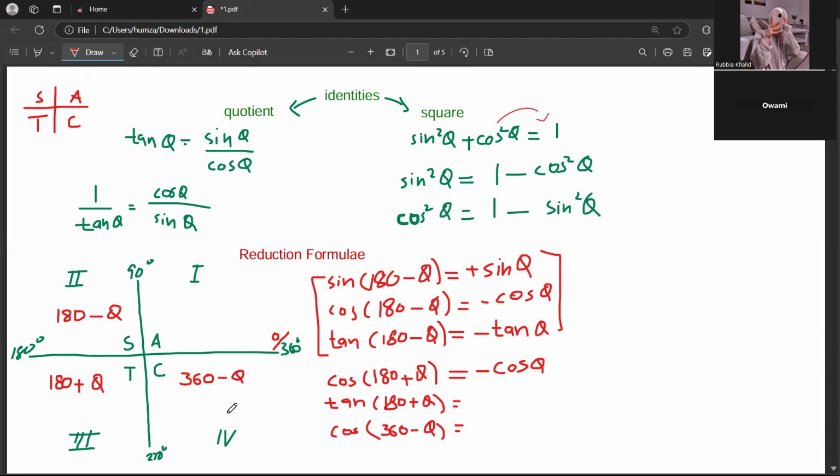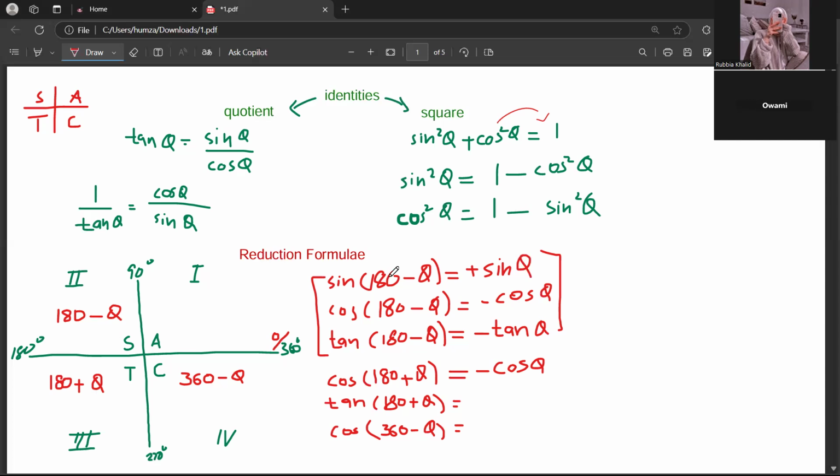Now we have all this information. Quadrant 1, everything is positive. Quadrant 2, there is reduction formula 180 minus theta, but the sine values are positive. Quadrant 3, there is reduction formula 180 plus theta, but only the tan values are positive. And 360 minus theta lives in quadrant 4, where the cos values are positive.